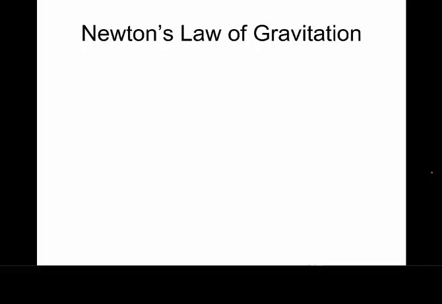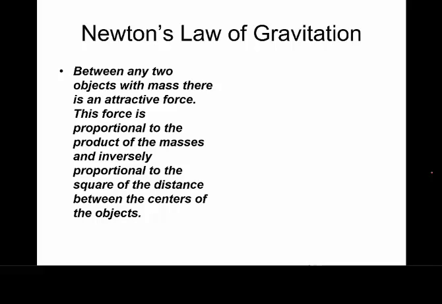Okay, so Newton's law of gravitation. Here it is in words. Between any two objects with mass, there's an attractive force. This force is proportional to the product of the masses and inversely proportional to the square of the distance between the centers of the objects. Okay, this may be a little bit intimidating. Proportional to the product of the masses means the masses get multiplied together. That's what a product is. And if it's an inverse proportion, that thing is going to go on the bottom of a fraction, and it's the square of the distance between the centers. It's going to get weaker with distance.